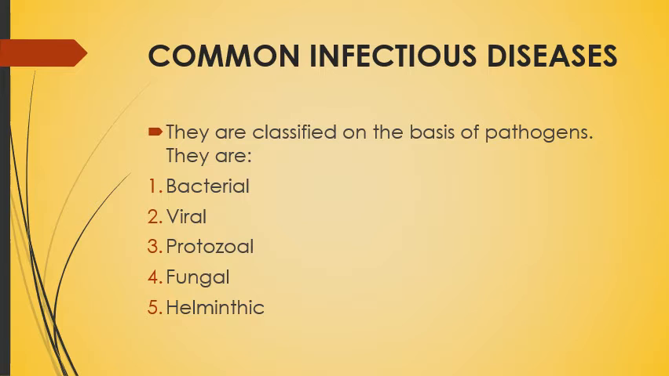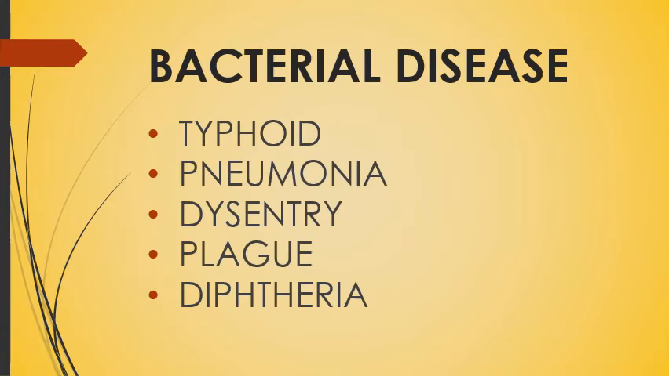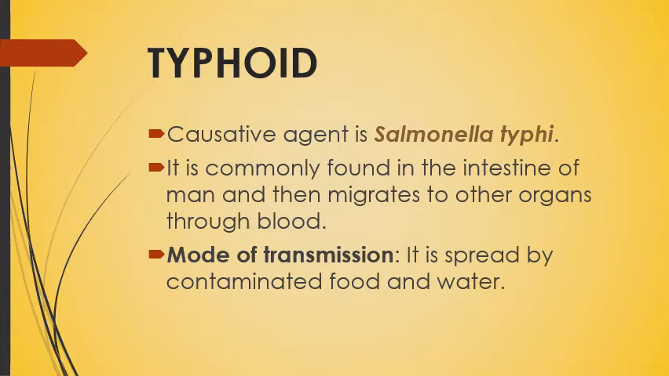The next, some common infectious diseases, are classified on the basis of pathogen. They are bacterial, viral, protozoal, fungal, and helminthic. First, we are going to discuss our bacterial diseases. They are typhoid, pneumonia, dysentery, plague, and diphtheria. First, we are going to have typhoid. The causative agent is Salmonella typhi.